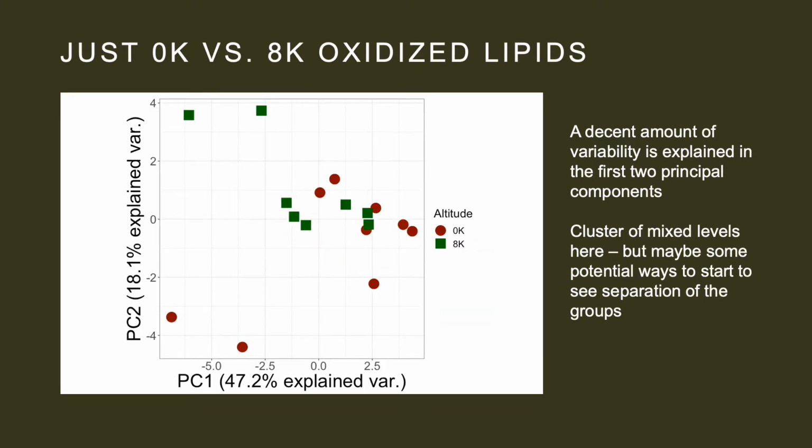Okay, so next I looked at just 0 or ground level altitude versus 8,000 altitude, which was the highest that was measured here. In the instance that potentially the middle altitude, 4K, we just weren't seeing enough of the change. So this was looking at the two opposite extremes to see if maybe we could tease out a difference between the two groups.